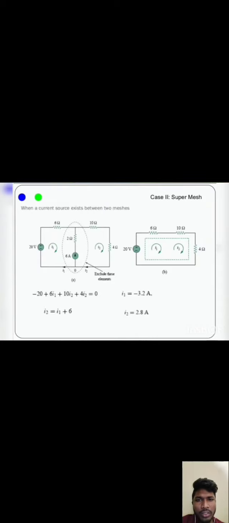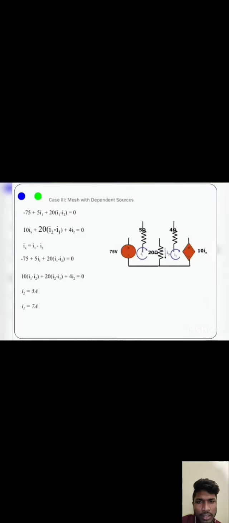When a current source exists between two meshes, this is the super mesh. When a super mesh occurs, we need to convert the given circuit into a modified form. Here A is the given circuit and B is the modification of A. We need to exclude the middle branch, that is, exclude the 6 ohm resistance. 20 minus 20 plus 6I.